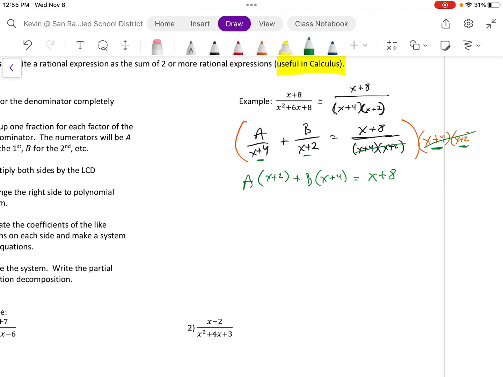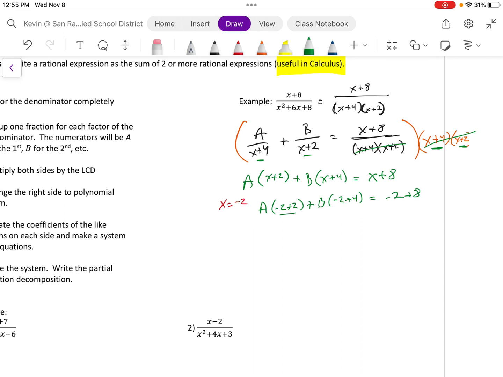We need to find what a and b are. In order to solve for b, I need to multiply a by 0. So the first thing I'm going to do is ask, what value would make a 0? Well, if x equals -2, then I would have a times (-2 plus 2) plus b times (-2 plus 4) equals -2 plus 8. Got it?